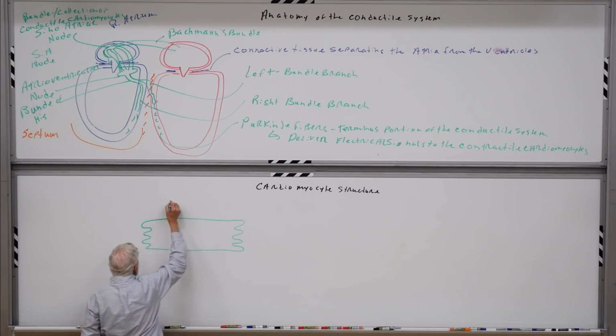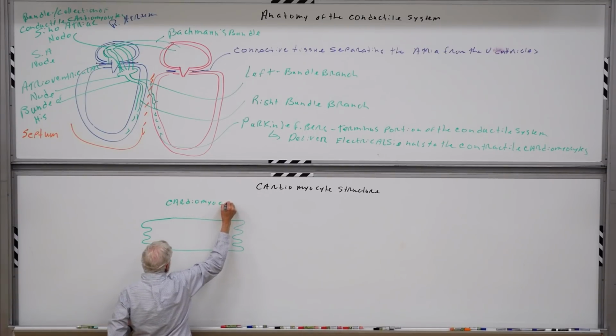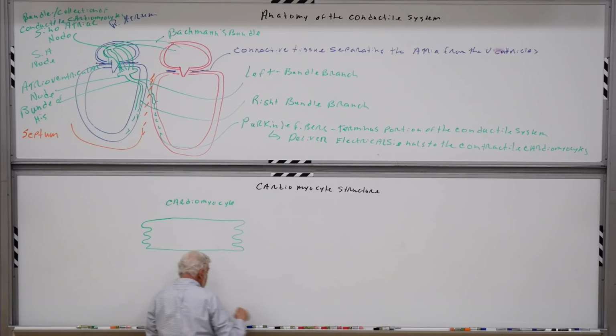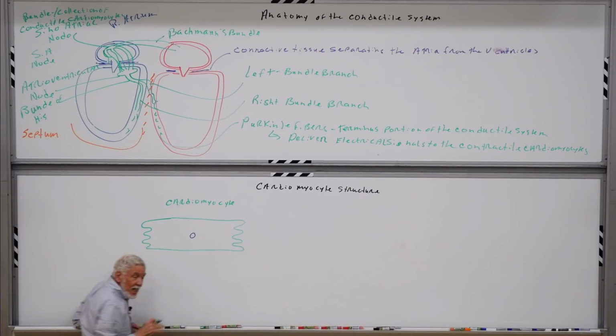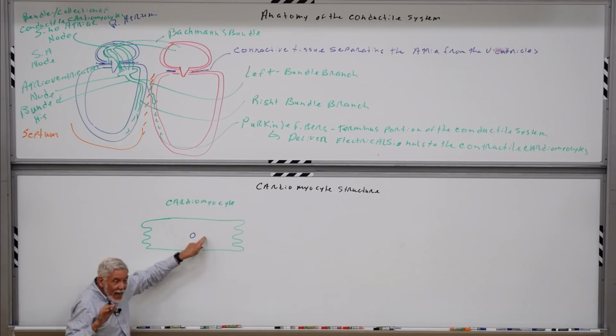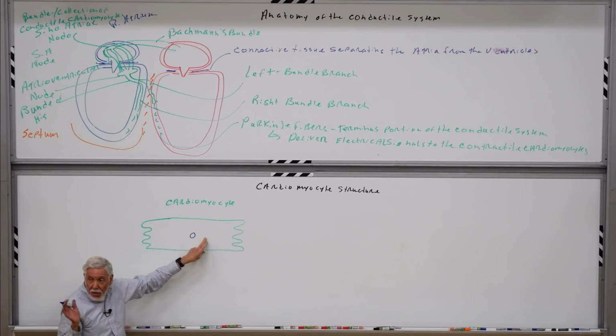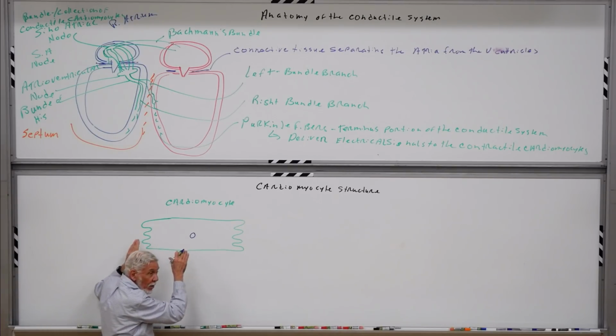Where this cardiomyocyte has close to its center a single nucleus. It's an individual cell, and if you drill down into the cell, you find it has all the components of a typical cell. It's going to have endoplasmic reticulum, it's going to have some sarcoplasmic reticulum, it's going to have ribosomes, all of that. But it's an individual cell.